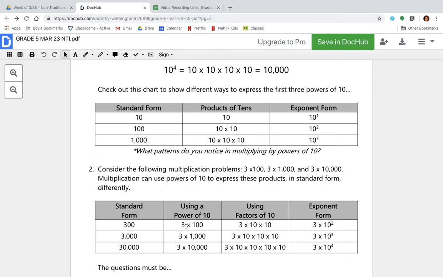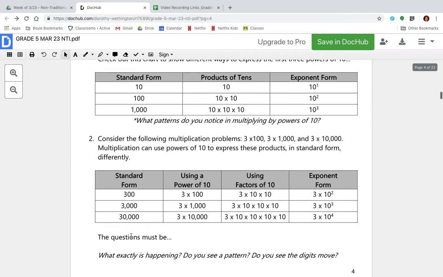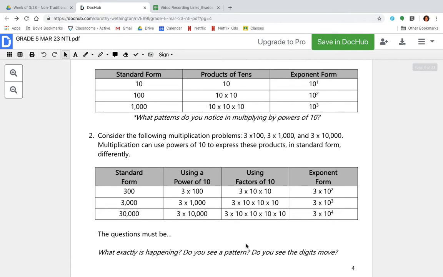300, 3 times 100, 3 times 10 times 10, 3 times 10 to the second power. 3,000, 3 times 1,000, 3 times 10 times 10 times 10 is 3 times 10 to the third power. 30,000, 3 times 10,000, 3 times 10 times 10 times 10 times 10, 3 times 10 to the fourth power.